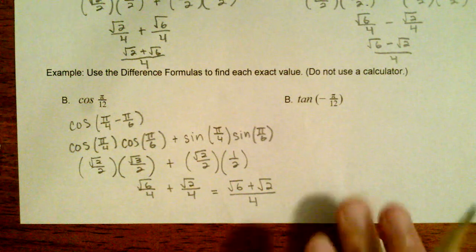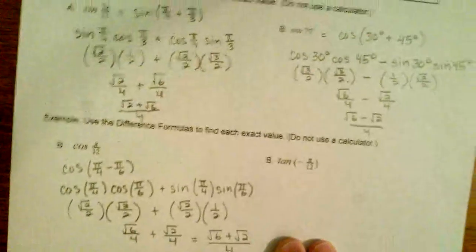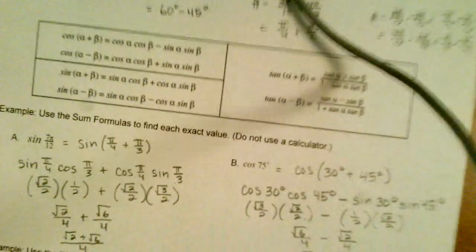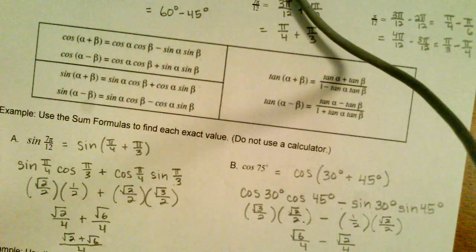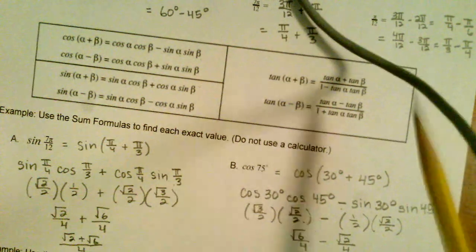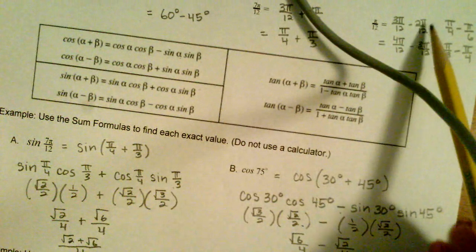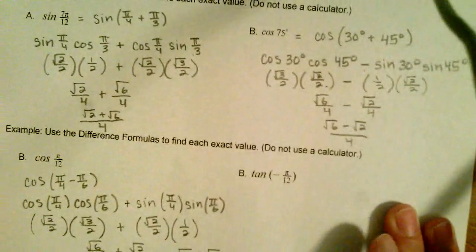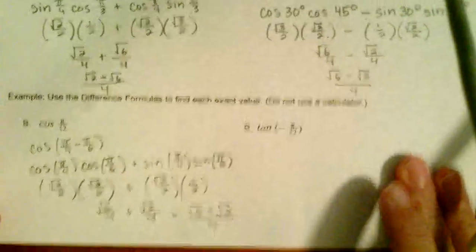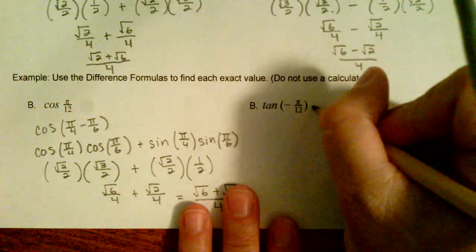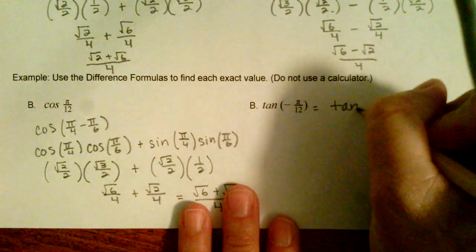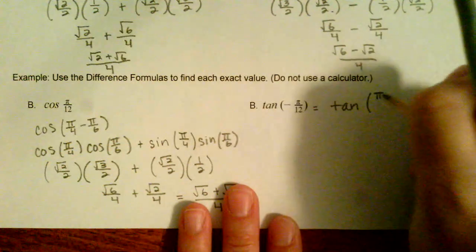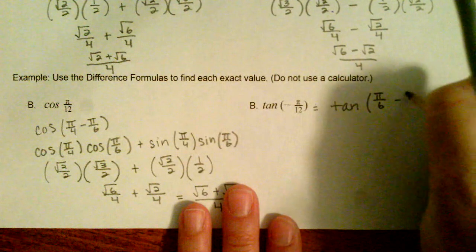Okay, moving on to tan negative pi over 12. So this time we only have pi over 12, but I can notice that if I switch any of these, right, if I do 2 pi over 12 minus 3 pi over 12, I'm going to get that negative pi over 12. So I am going to rewrite this as the tangent of pi over 6 minus pi over 4.